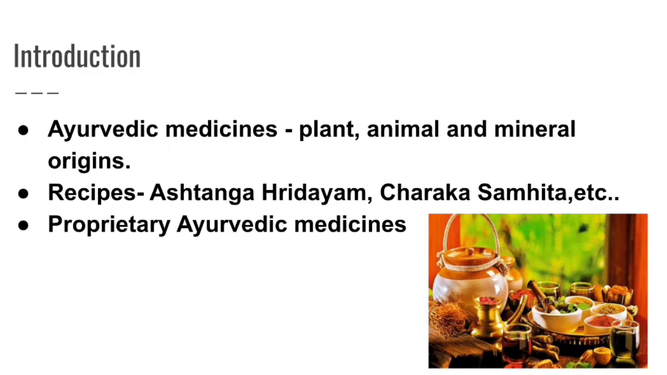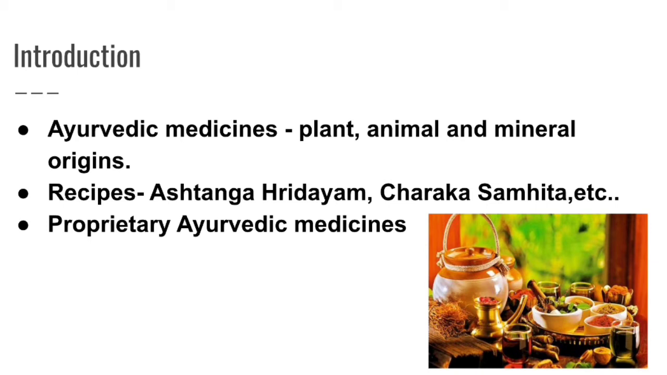In Ayurveda, the medicines are prepared from plant, animal and mineral origins. Many might think Ayurveda is only about plants, but this might be surprising to you. It even includes meat and mineral origins. Even corals are used to prepare many medicines in Ayurveda. All these recipes are listed in our ancient Ayurvedic texts like Ashtanga Hridayam, Charaka Samhita, etc. In Charaka Samhita there are about 160 plus recipes.